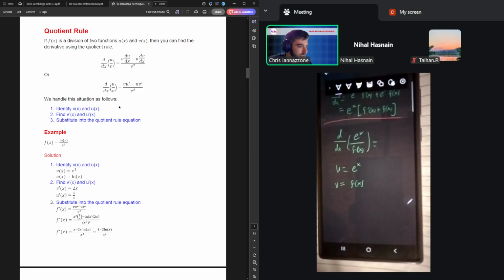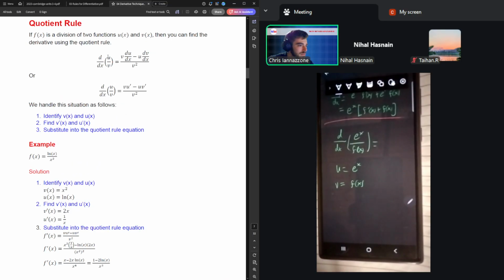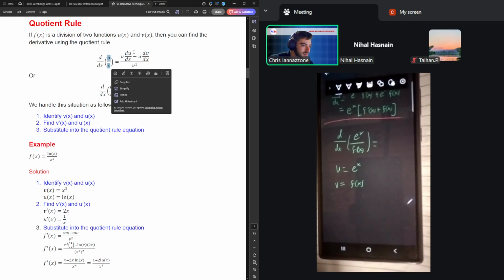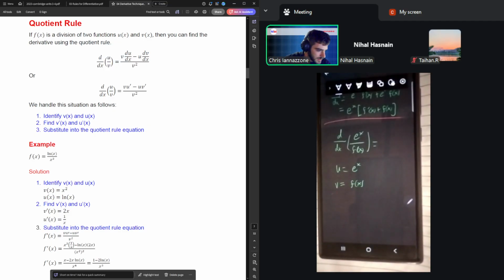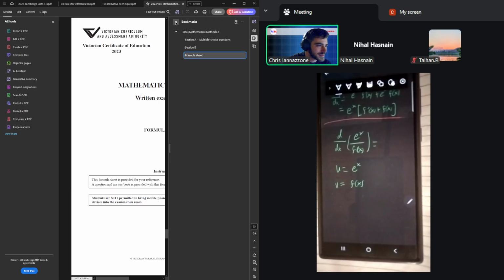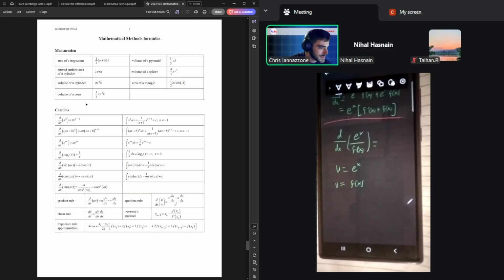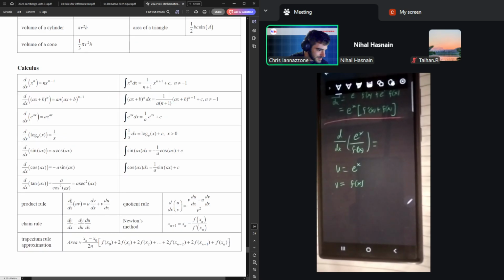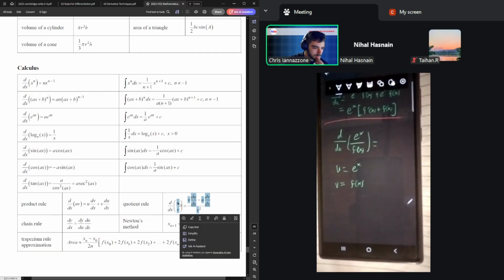You'll be able to identify it if you look back at the screen share by the fact that it's u over v. You'll see the u is definitely on top, the v is definitely on bottom. Actually, to make that super obvious, I'm literally going to pull up the formula sheet that you get so you can see exactly where it's going to be and exactly what it's going to look like. So there's your product rule, there's your quotient rule. It uses the dy dx notation. u over v.